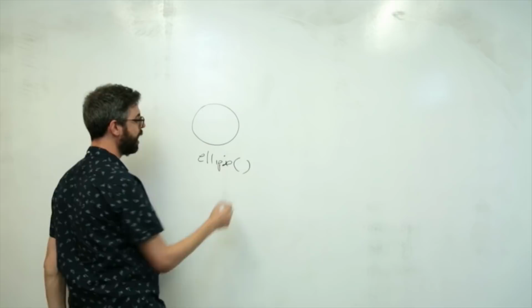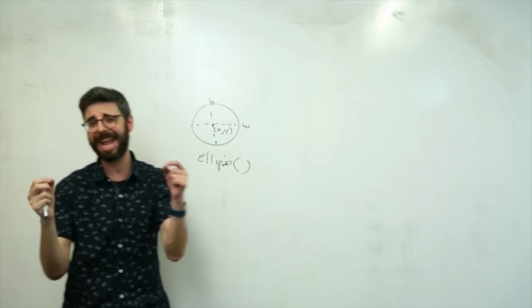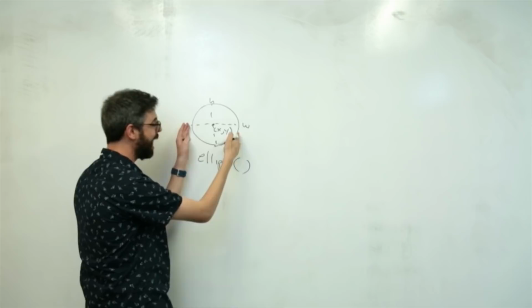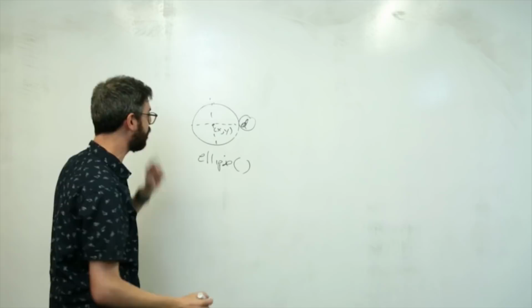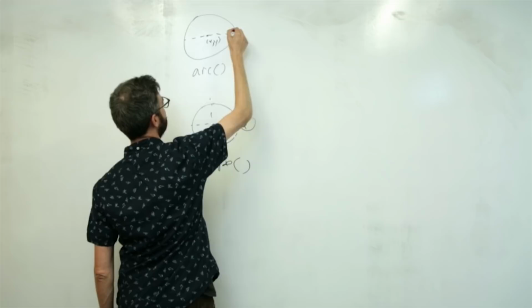The ellipse function draws an ellipse or a circle at a given x, y according to some width and according to some height. And the width and height can be the same because you can think of that just as a diameter if it's a perfect circle. So I'm actually just going to have an ellipse at an x, y with a particular diameter. Okay? What the arc function does is exactly the same thing.